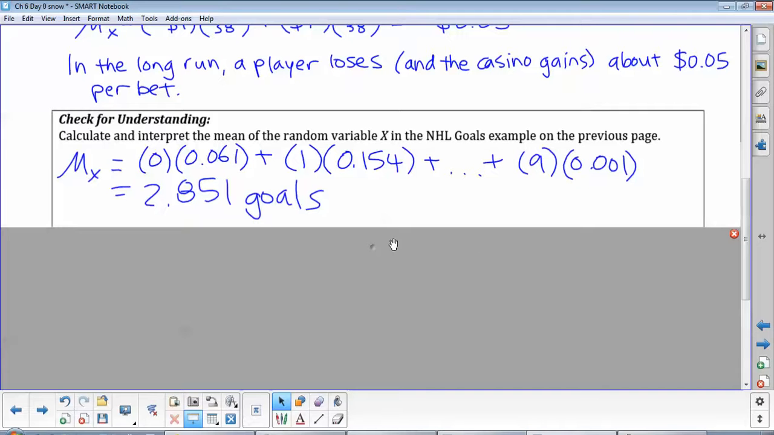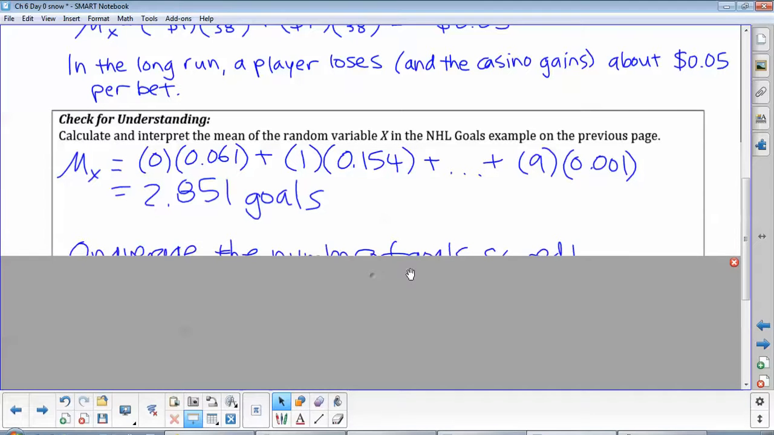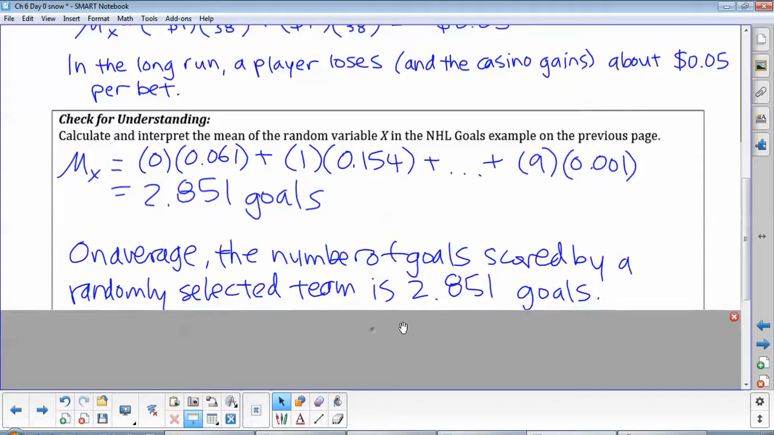Now, the hard part is going to be the interpretation part, which is going to be, on average, the number of goals scored by a randomly selected team is 2.851 goals. Maybe that should have said the number of goals scored in a game or something like that. But on average, the number of goals scored in a game by a randomly selected team is 2.851 goals.